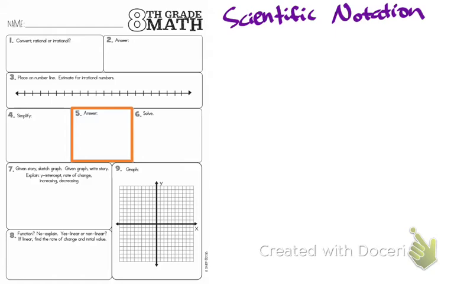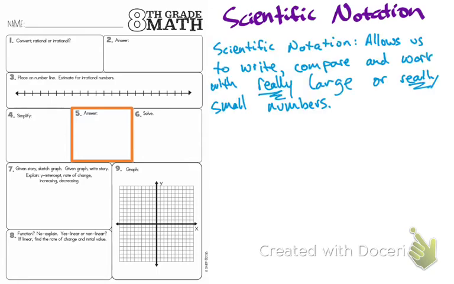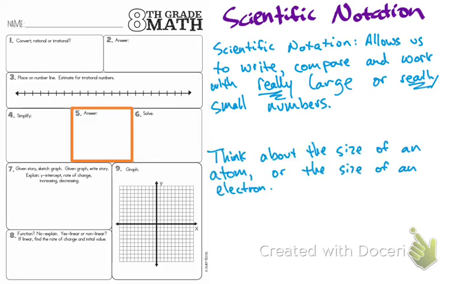So first, let's identify what scientific notation is. Scientific notation allows us to write, compare, and work with really large or really small numbers. Let's go ahead and talk about a few examples of why we might need to use scientific notation.